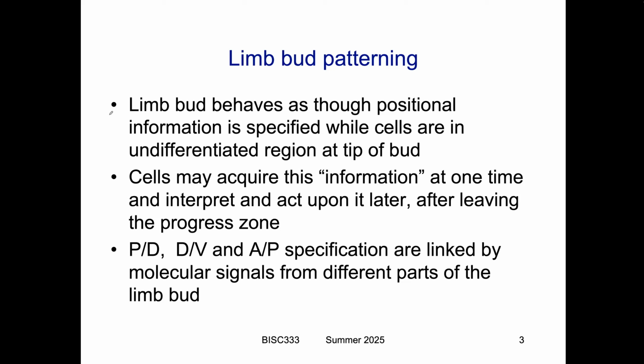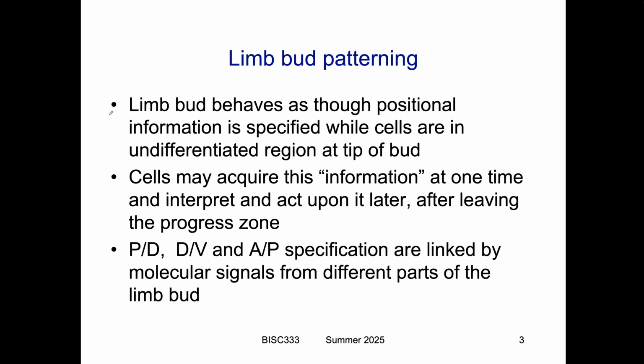So this is not a new idea, that cells acquire some positional information, which means here's where you are in the body, anterior versus posterior, dorsal versus ventral, etc. And so this is the structure you're supposed to be contributing to. And it's not until later, in this case, after leaving the progress zone. Remember, that's the undifferentiated cells right below the apical ectodermal ridge. That's where cell proliferation is occurring.